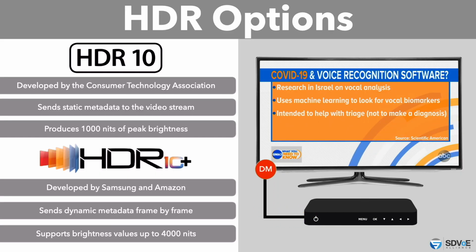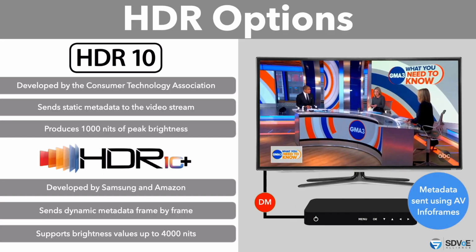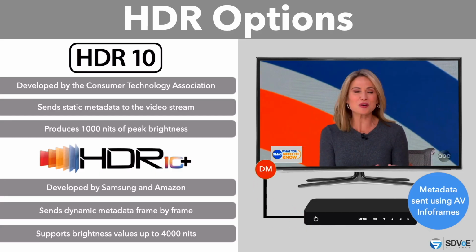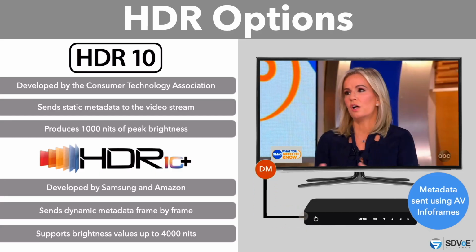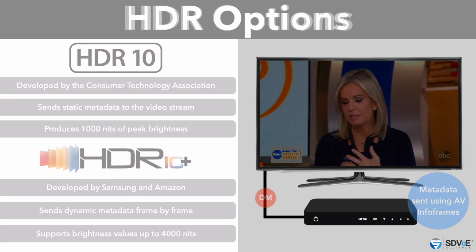HDR10 and HDR10 Plus both send their metadata from source to display using data parsing mechanisms in the HDMI standard called AV info frames. And it's these two formats which are commonly used by film production companies, video game manufacturers, and TV show production companies.